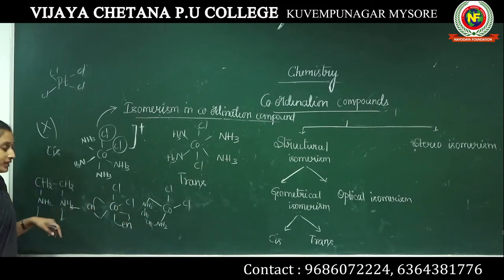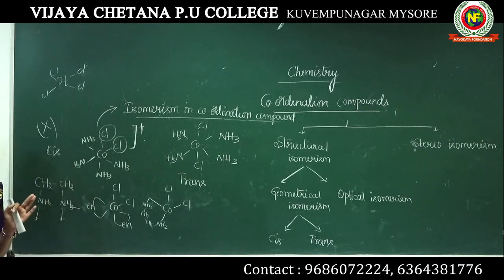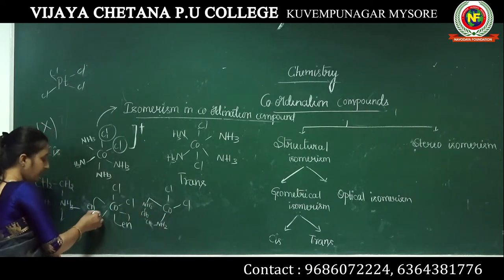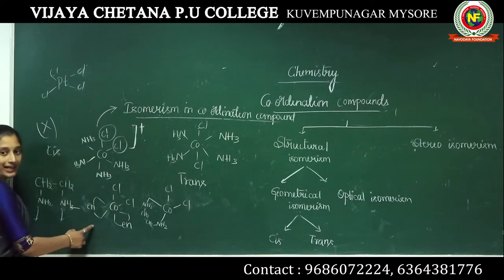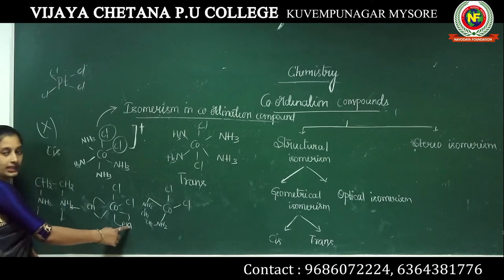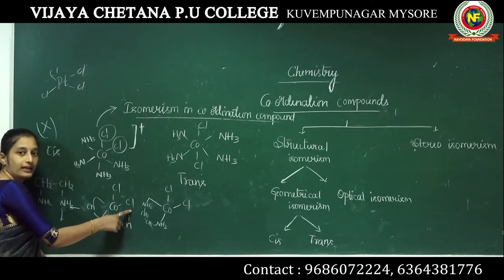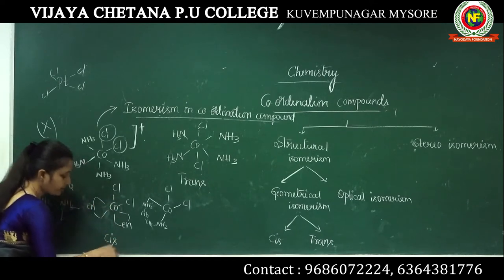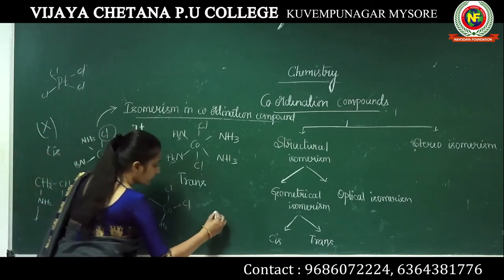NH2. Correct, no? Here, instead of this, to avoid confusion, what we did means just simply EN, represent. Just try to understand. This EN and this EN are adjacent. This Cl, Cl are adjacent. Then, this is cis form. What about the trans form?